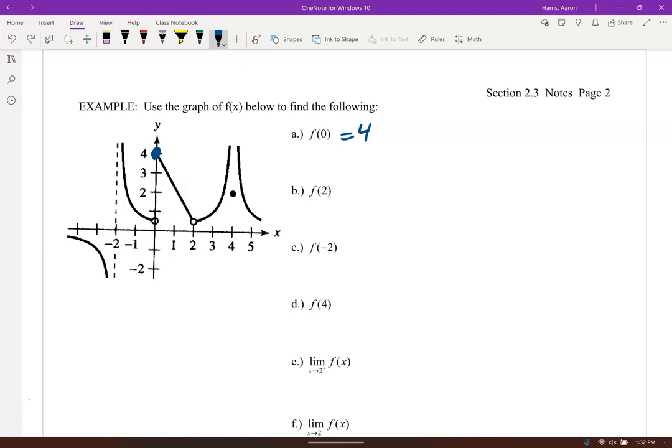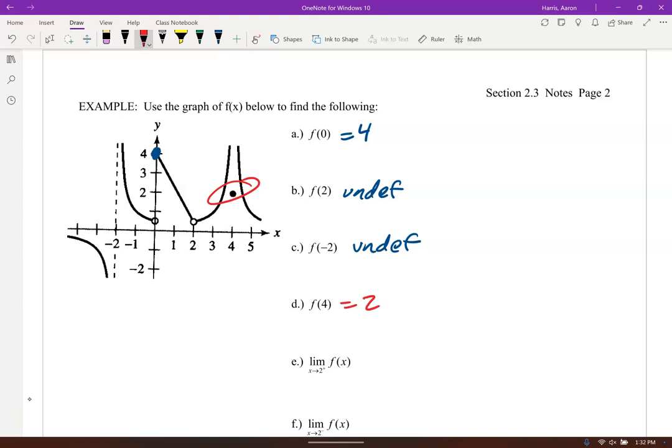F of 2? Undefined. Good. F of 2 is undefined. F of negative 2? Yeah, I got a vertical asymptote. Also undefined. F of 4? 2. Good. F of 4 is 2.